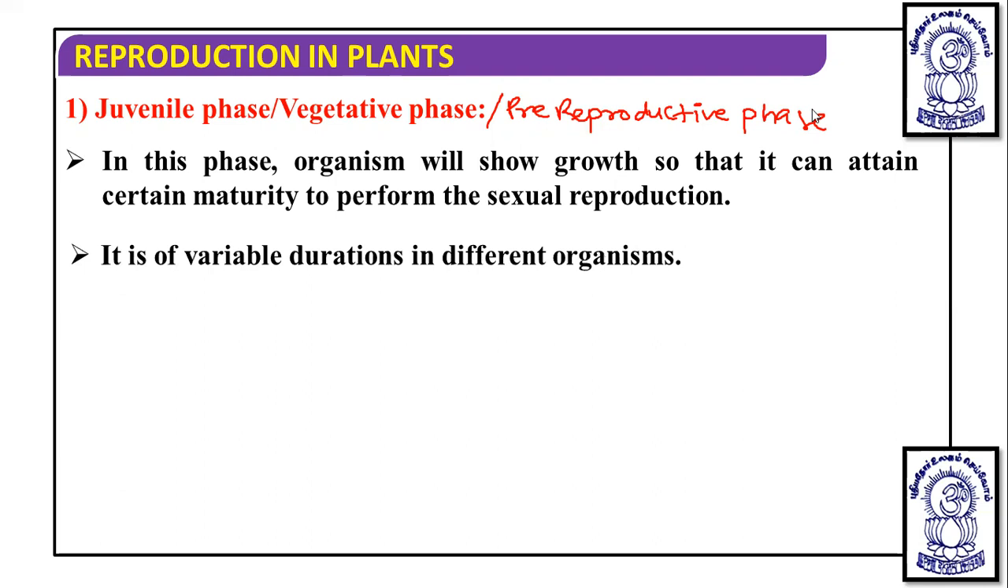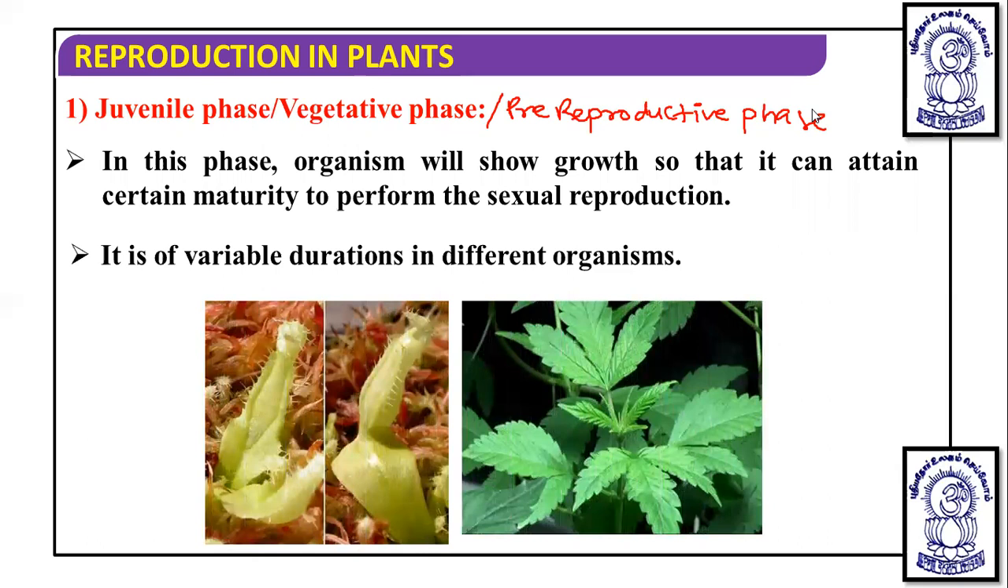And this juvenile phase is of variable duration in different organisms. It can be short in some organisms, and it can be long in other organisms. It is specifically known as the vegetative phase in case of plants. So these are some examples of organisms that are growing and are in the juvenile phase.